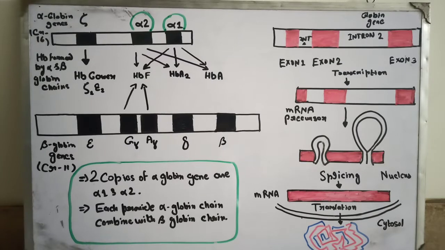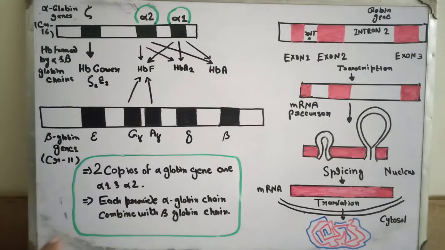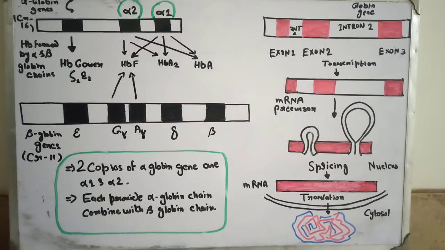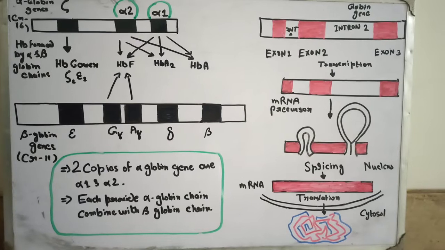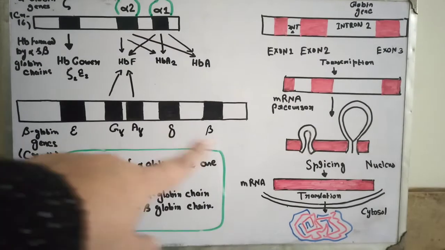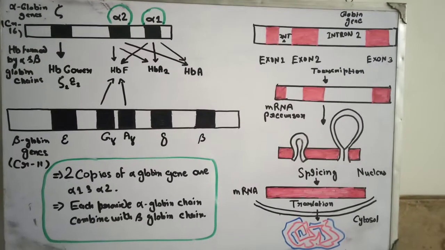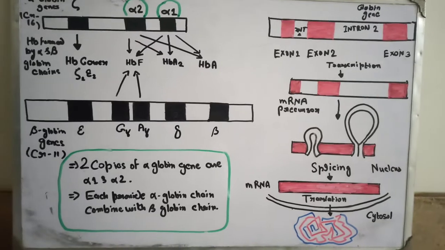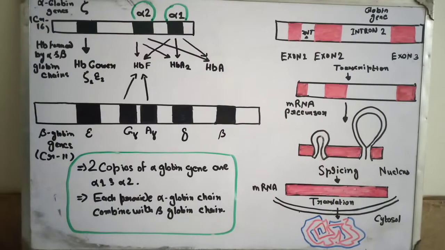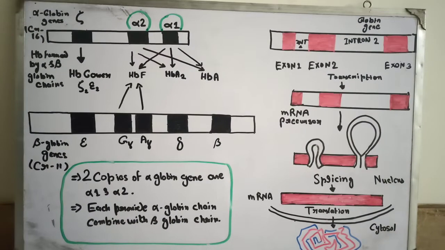The alpha globin genes are present on chromosome 16, while the beta globin genes are present on chromosome 11. Hemoglobin is basically formed by the alpha and beta globin genes. This is the common structure, and these are the other genes related to the formation of mature globin. There are two copies of the alpha globin gene, alpha 1 and alpha 2, indicated in green, and each provides an alpha globin chain that combines with a beta globin chain.